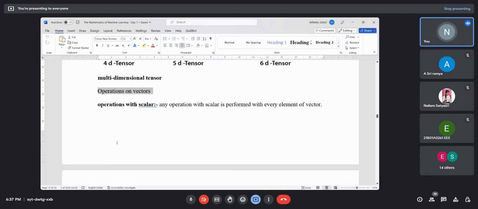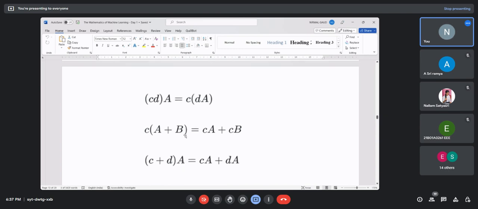We checked some of the examples. Let us say I am available with a vector quantity A, where C and D are scalars. If I need to operate them over A, either I can first operate D over A, and then whatever result you get, apply C over it, or I can multiply C and D, and then apply the product over A. Both cases are fine.